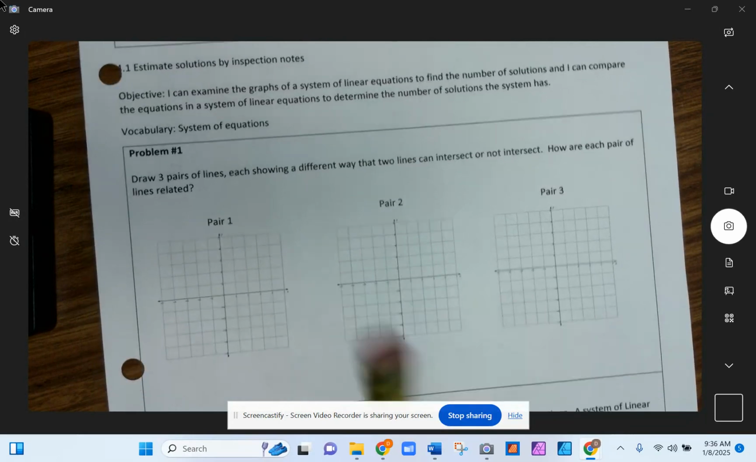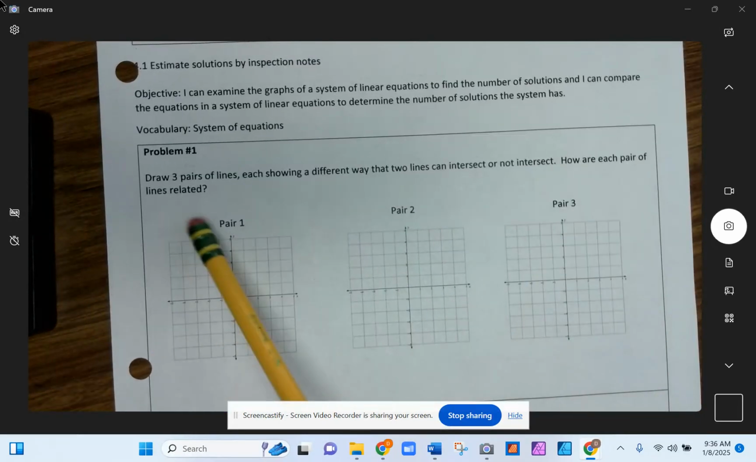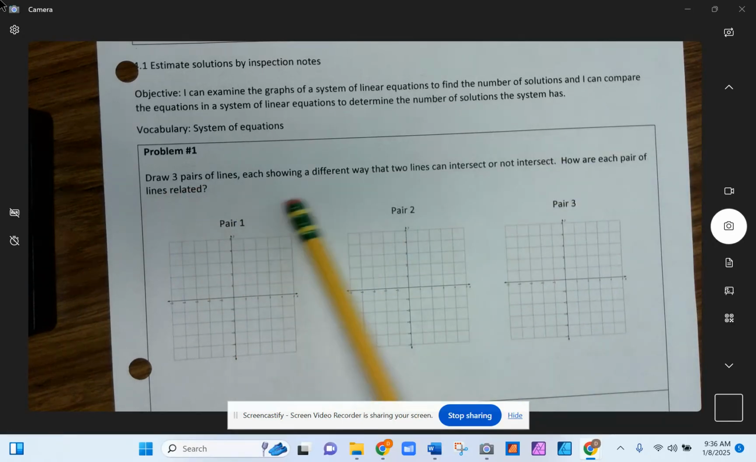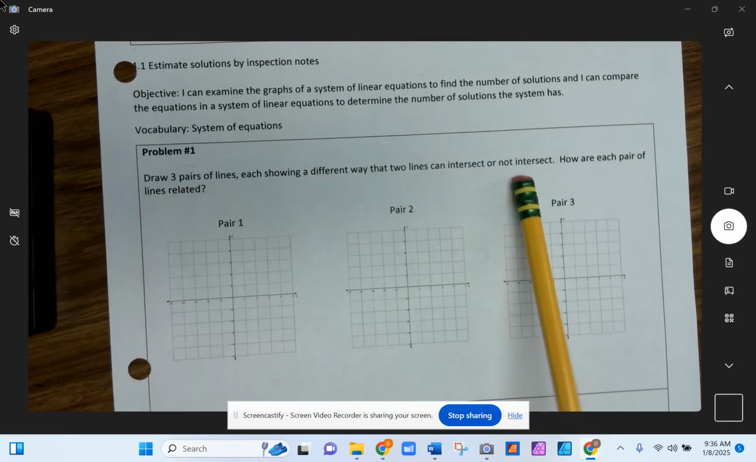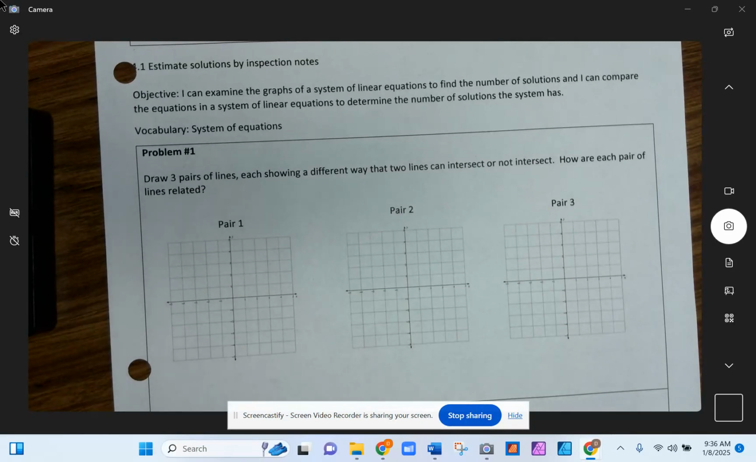That's really it. So in problem number 1, I have 3 graphs, right? And we want to draw 3 pairs of lines, each showing a different way that 2 lines can intersect or not intersect. How are each pair of lines related? Let me grab a ruler for this. Since we are drawing lines, I do want to make sure I have straight lines.